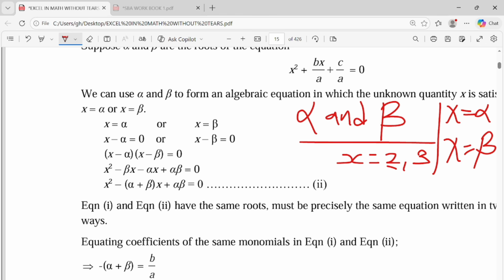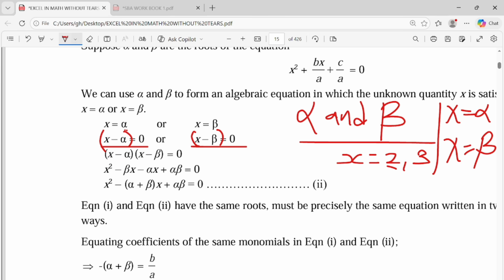So if alpha and beta are the answers we get after solving the quadratic equation, then if you take alpha to the other side, it will be x minus alpha, which gives us 0, and x minus beta also gives us 0. Because each of these brackets is equal to 0, if you multiply these two brackets, you also come up with 0.